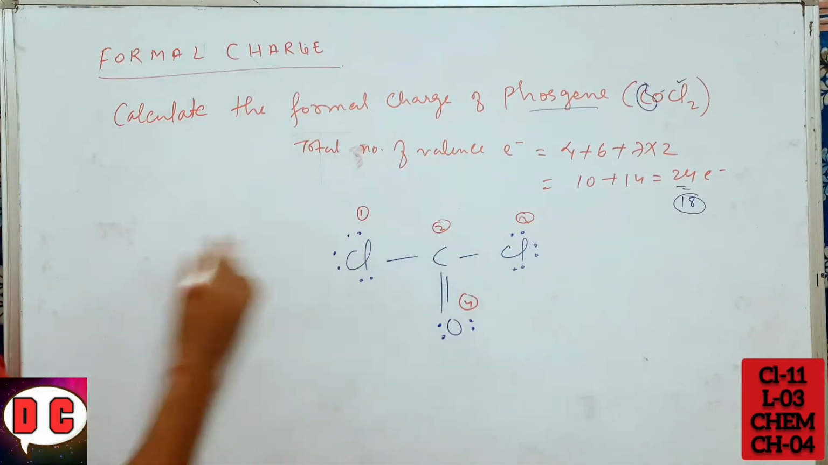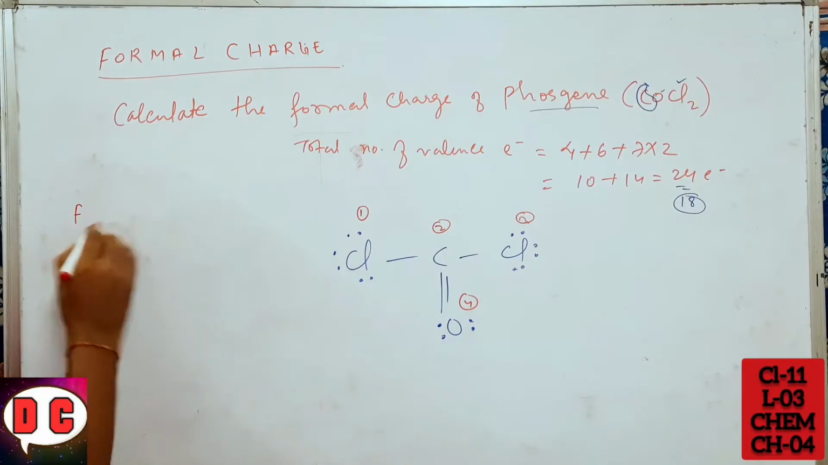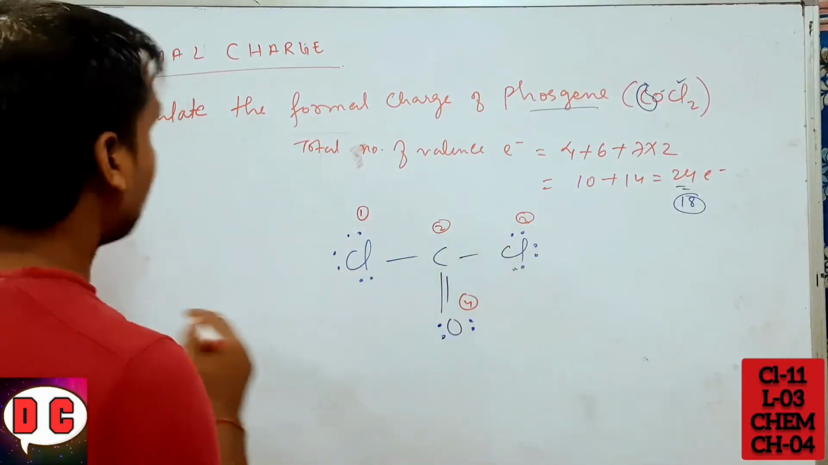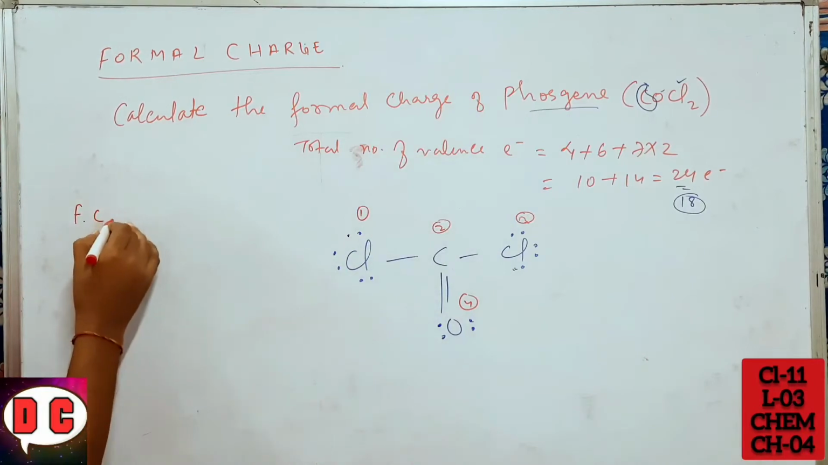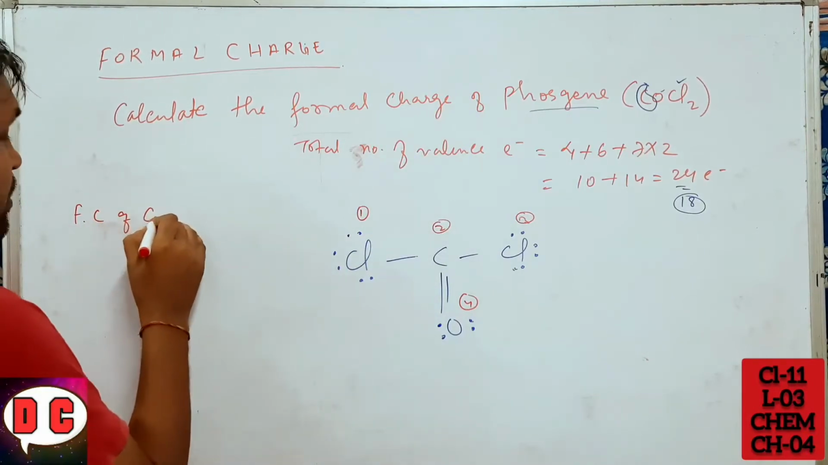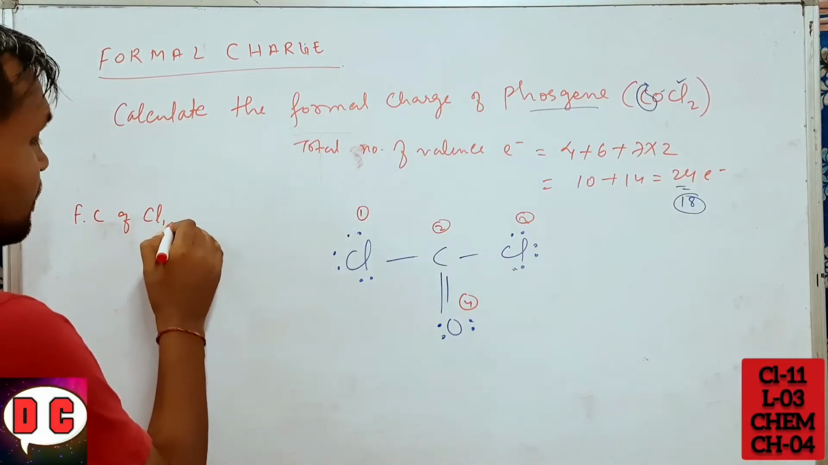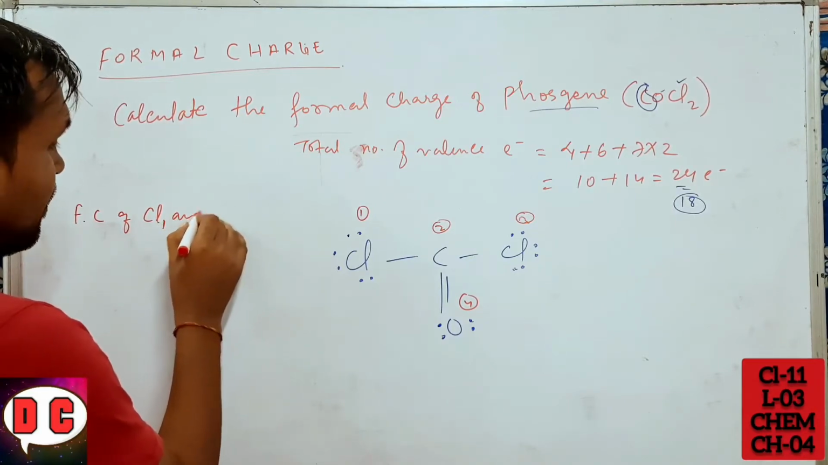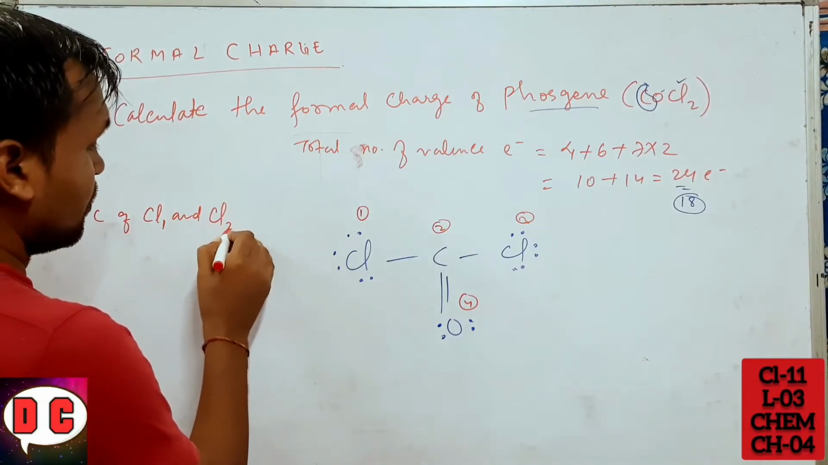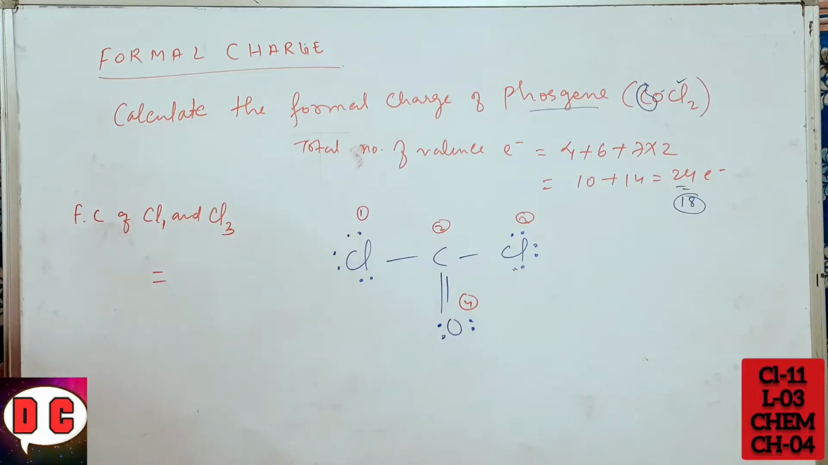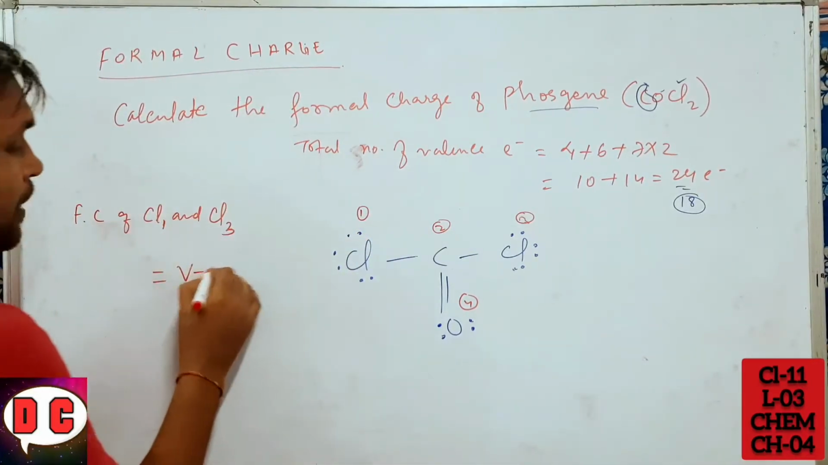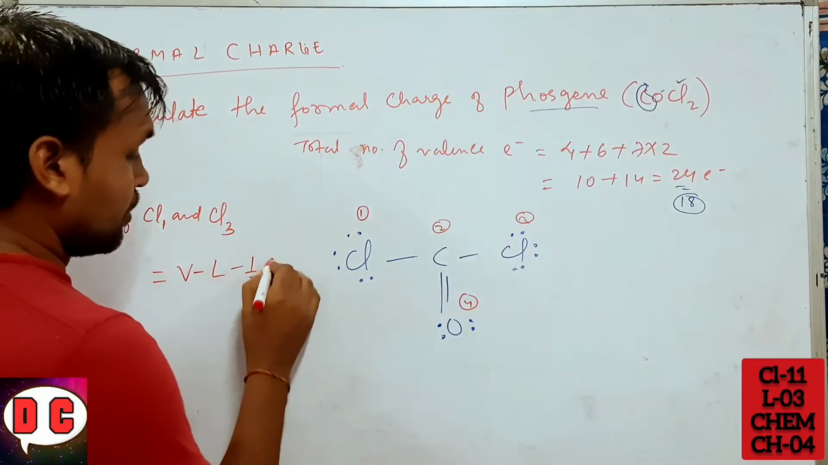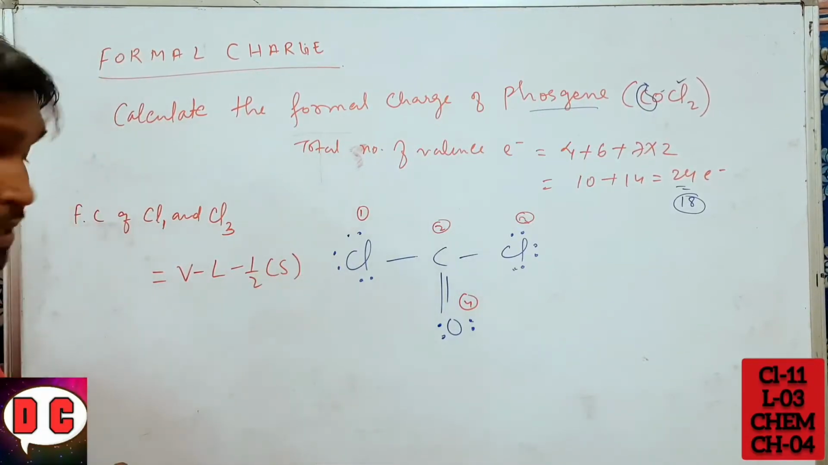First we find the formal charge of this chlorine, and this chlorine will have the same formal charge. So we will calculate for one, and that will be the same for the other also. Formal charge of Cl1 and Cl3, both we are calculating. What is the formula for formal charge? V minus L minus half into S. Right, this was the formula.